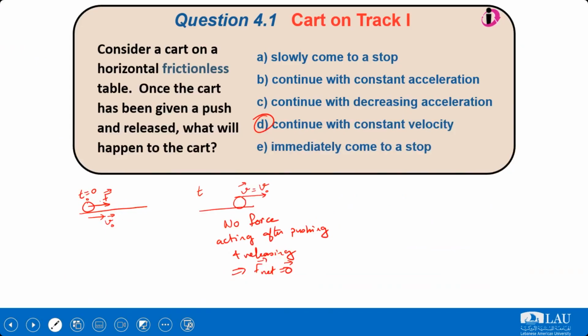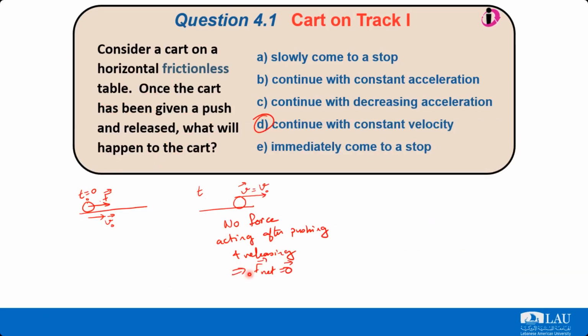You can check an example of that here. We have a cart on a horizontal frictionless table. Once the cart has been given a push and released, what will happen to the cart? This cart has been given a force and then released, so the force later on does not exist. At t equals 0, there is a force, but at any time t, there is no force acting after the pushing, and the cart moves in a constant velocity.